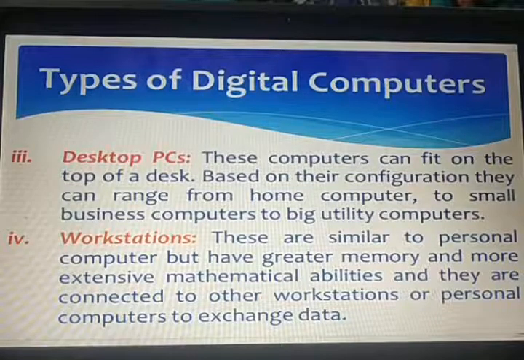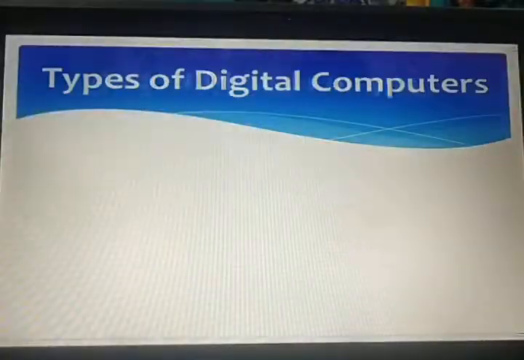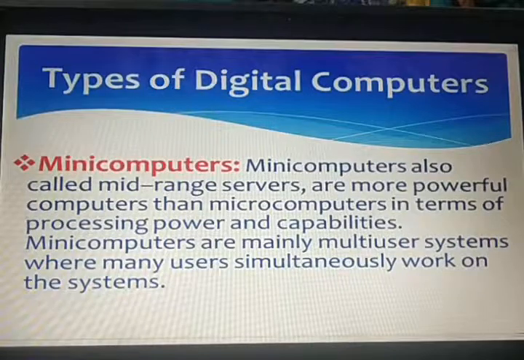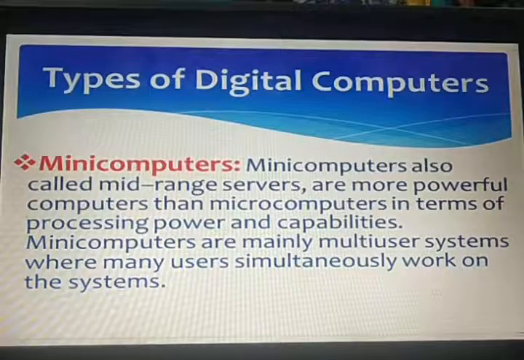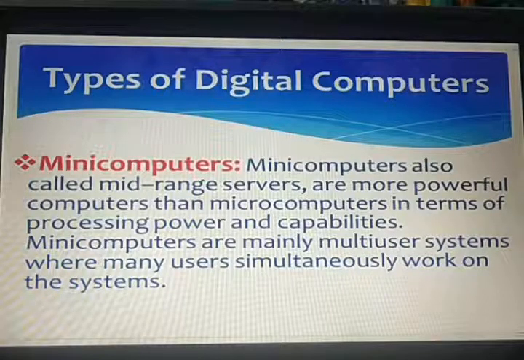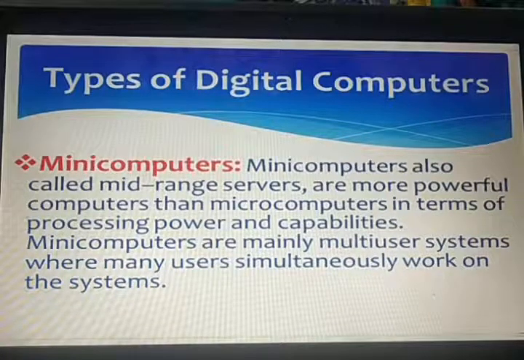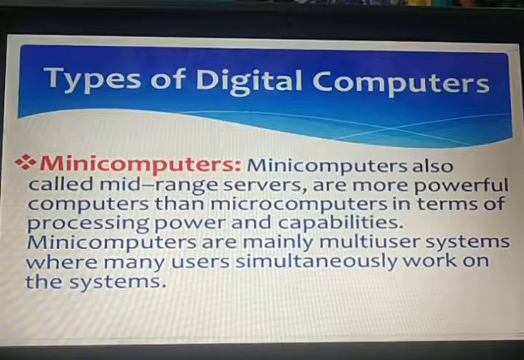Now let's discuss the next digital computer, that's minicomputers. Minicomputers, also called mid-range servers, are more powerful computers than microcomputers in terms of processing power and capability. Minicomputers are mainly multi-user systems where many users simultaneously work on the system. Minicomputers possess greater storage capacity and larger memory as compared to microcomputers. These are even capable of handling more input-output devices.